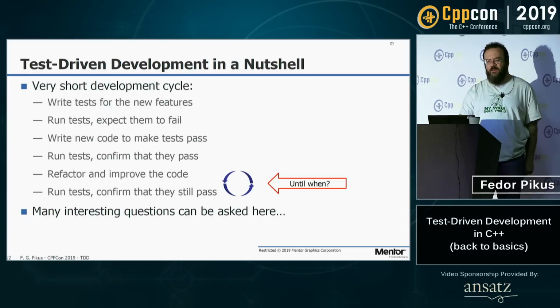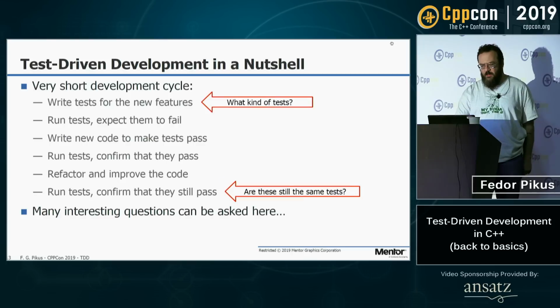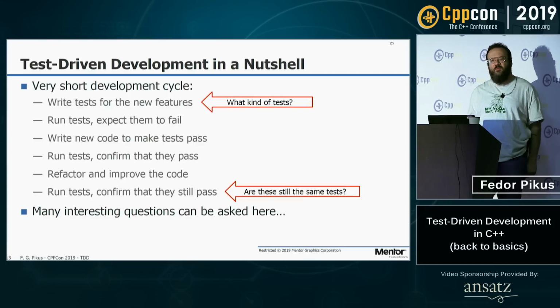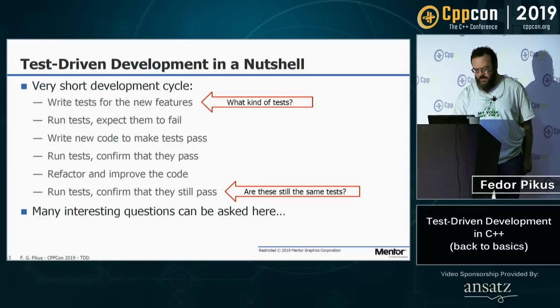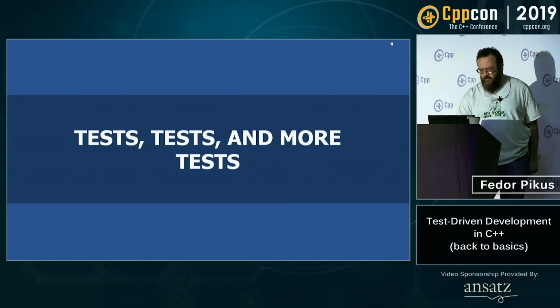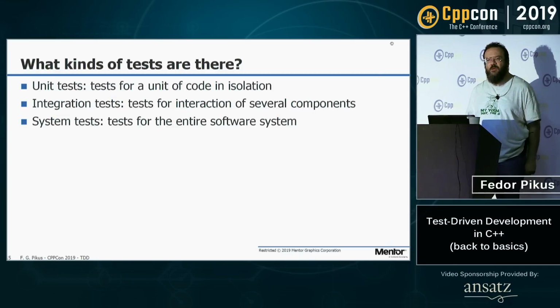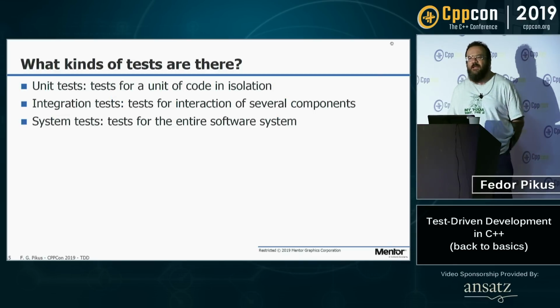Refactor, improve the code, run tests, refactor and improve the code, run tests. For how long? Are the tests that we end up with at the end, the ones that we use to refactor and run and confirm, are they still the same as the ones we started with? Did we create more tests? Did we create different tests? Not as simple. So since I brought up the subject of did we create more tests or different tests, what sort of different tests can we do?